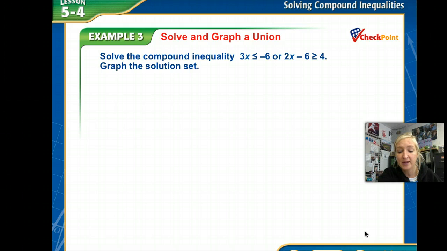So we are at a checkpoint. You can go ahead and pause the video if you'd like, or follow along and take a look at the next example of a union.